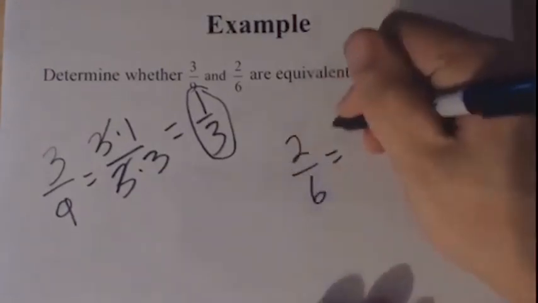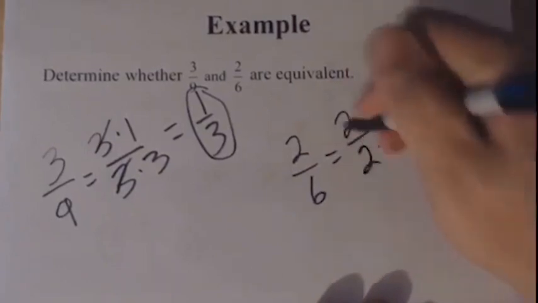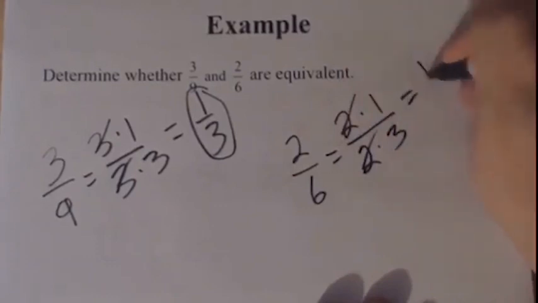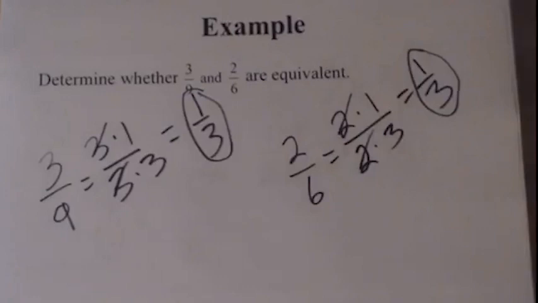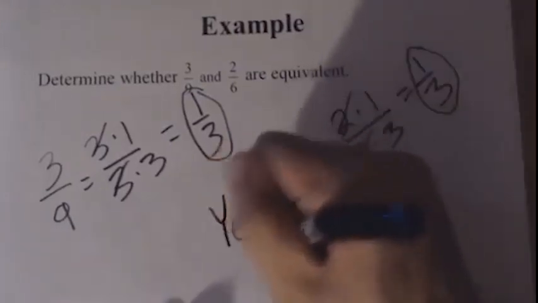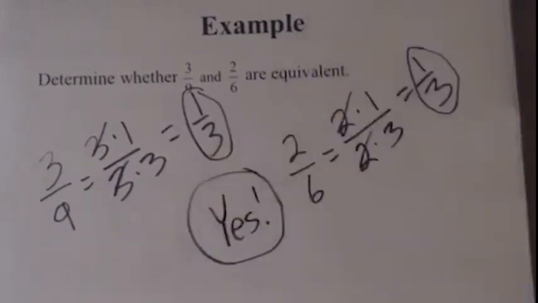2 over 6. 2 is 2 times 1, 6 is 2 times 3. The 2's cancel. There again we have 1/3. So 3/9 and 2/6 are equivalent because they both reduce to 1/3.